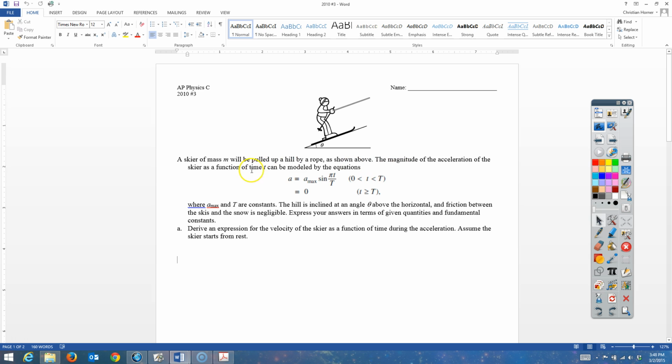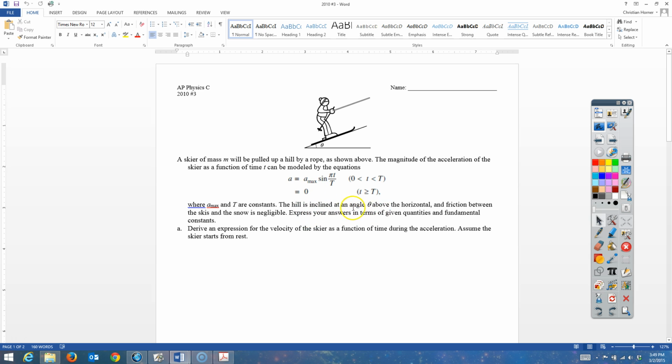The magnitude of the acceleration of the skier as a function of time, t, can be modeled by a couple of equations. The first equation is the acceleration is equal to the maximum acceleration times the sine of pi times that time divided by T, where both a max and T are constants. This equation applies when our value of t is less than big T but greater than 0. And if our value of t is equal to or greater than big T, then our acceleration is 0.